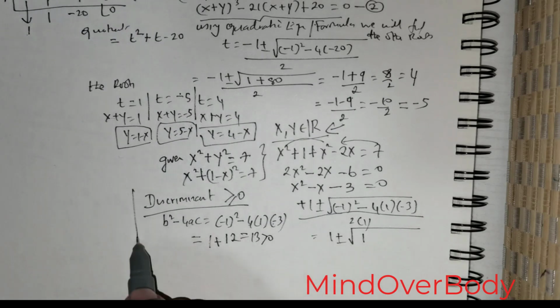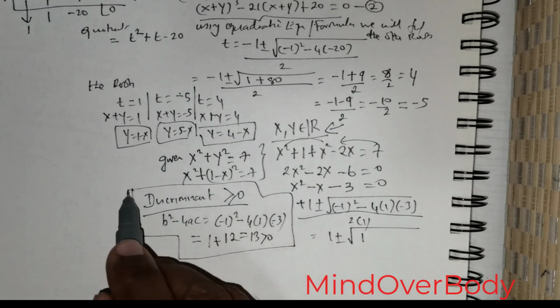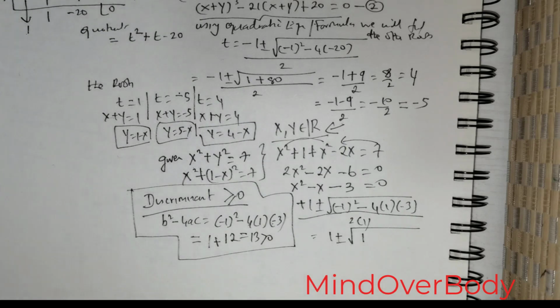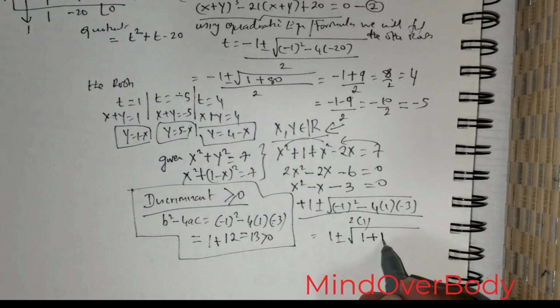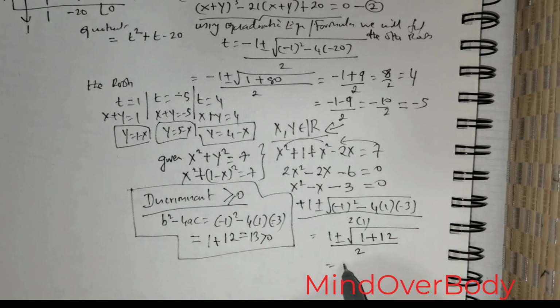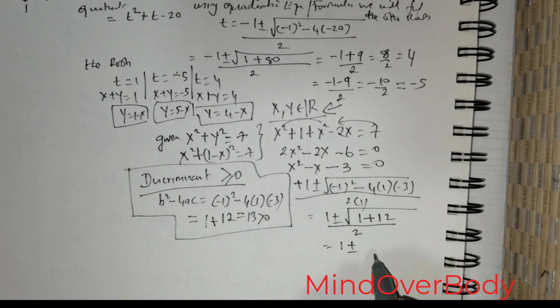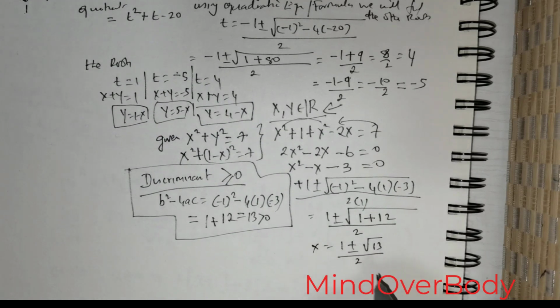And that is the very reason that I am trying to find the value of x. So having mentioned this, we would proceed on to get the value for x. Of course, this is going to be 1 plus 4 times 3 is 12 divided by 2. So this is going to be 1 plus or minus root of 13 divided by 2. So this is going to be the value of x.